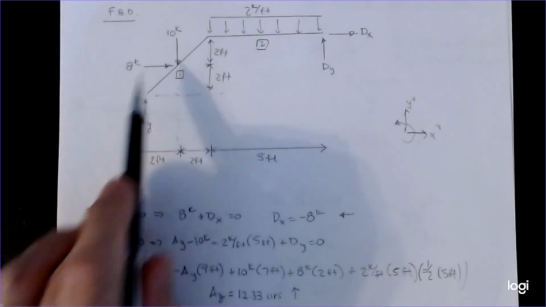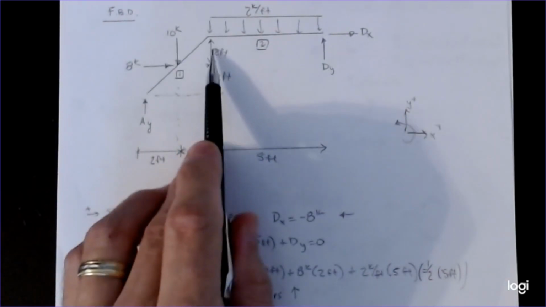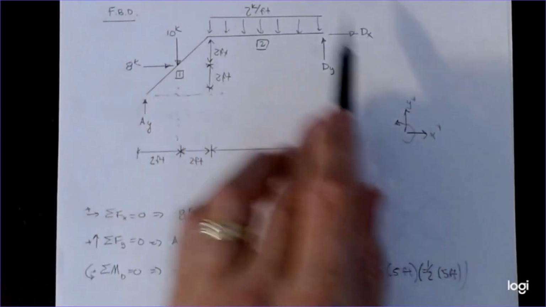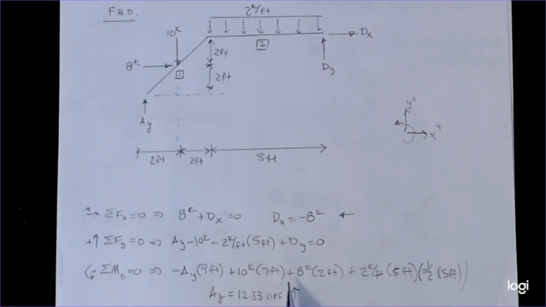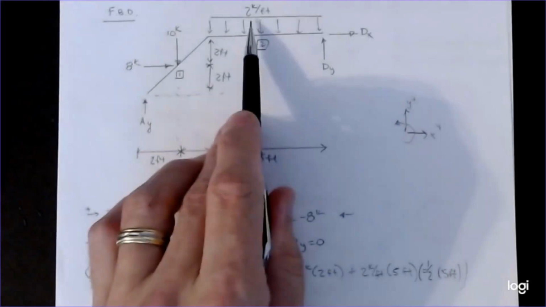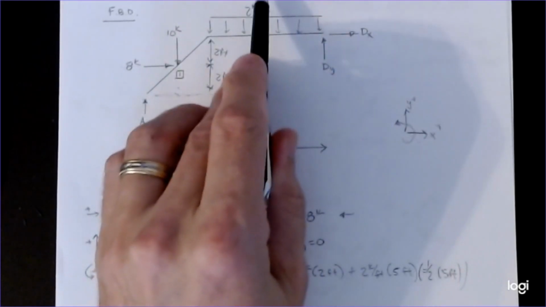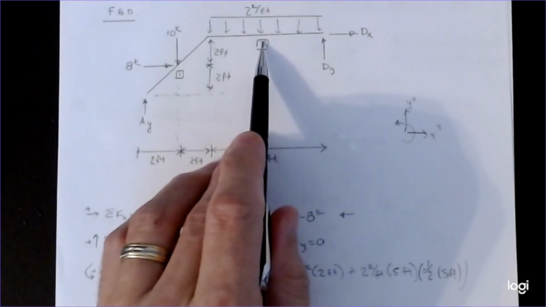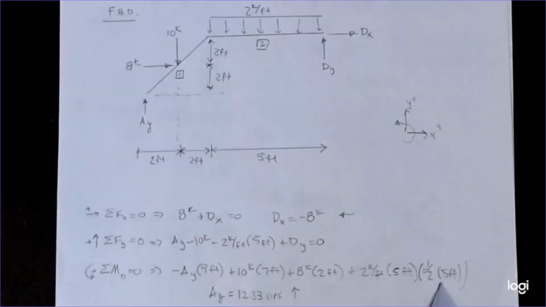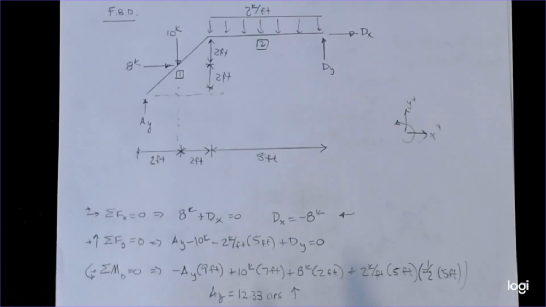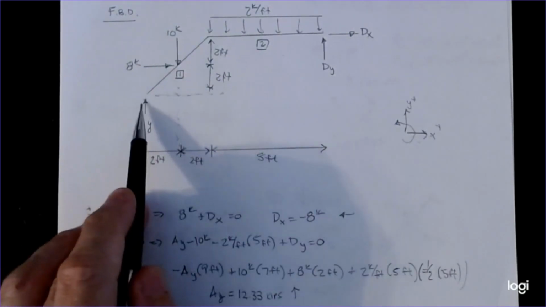And then the 8 kips is a distance of 2 feet down, and it too is going counterclockwise, so that it's a positive. And then this guy is 2 kips per foot times 5 feet, and then times the distance to the centroid of the load, which would be half of 5 feet or 2.5. So that's what all this says. And if I do the math, I find out that AY is 12.33 kips acting upward at that location. And it was a positive value, so what I drew was correct.